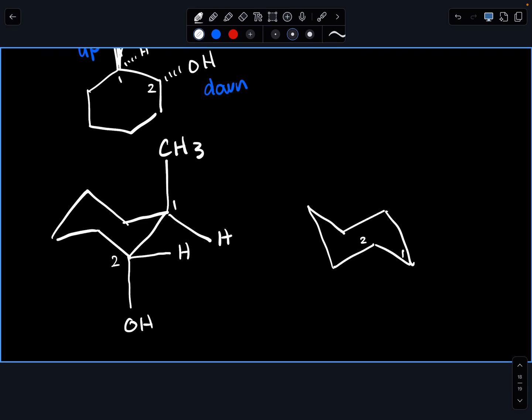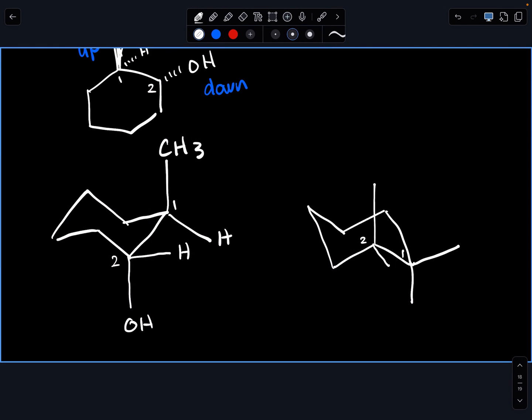Now carbon 1 looks kind of like an arrowhead pointing down, so that means the axial hydrogen or bond on carbon 1 is down, and it's going to have an equatorial one that's parallel to the bond formed by carbon 2 and carbon 3. Now carbon 2 is an arrowhead pointing up, so it's going to have an up, and then it's going to have an equatorial one that's going to come out kind of this way.